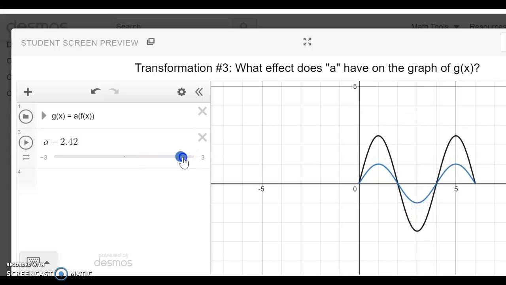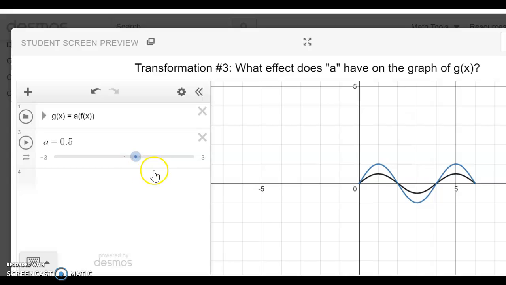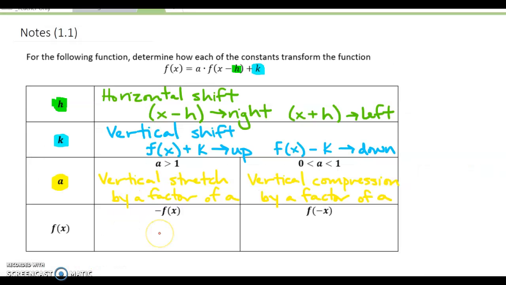Essentially, if the a value is greater than 1, it is being vertically stretched. If the a value is between 0 and 1, our graph is being vertically compressed. So it's being squished against that midline there, which in this case is our x-axis. And so that's the effect that our a value is going to have on our function. And you can see those notes here.